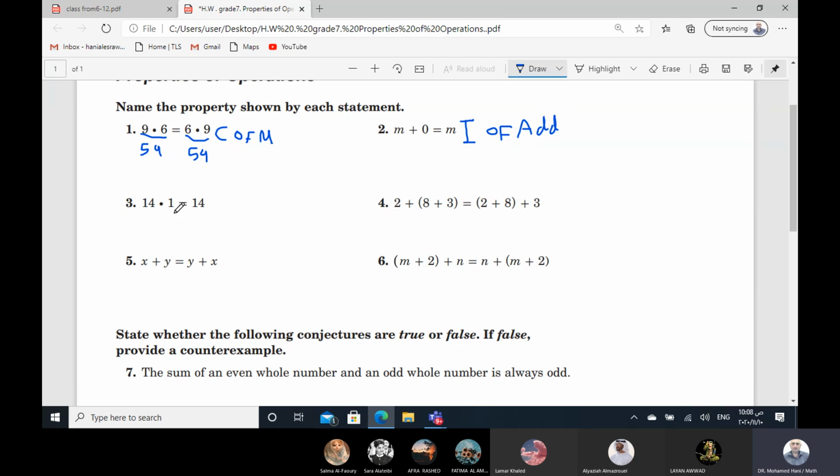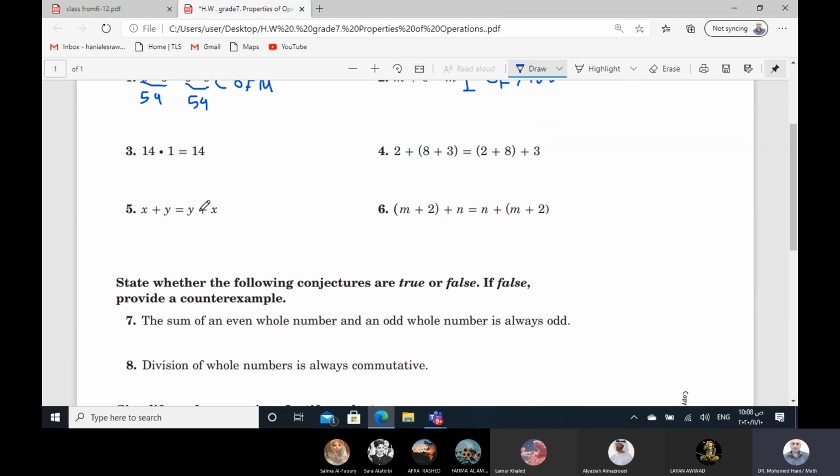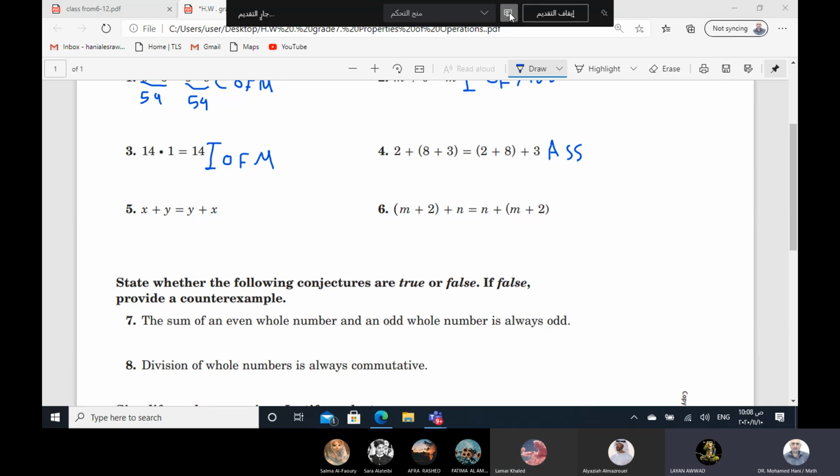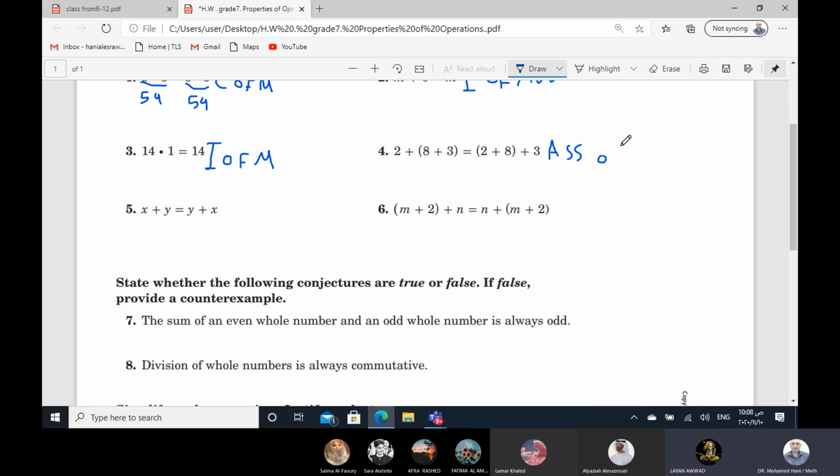Number 3, we have 14 times 1 equals 14. What is the name of this property? Identity of multiplication. Great. Number 4, we have 2 plus, between parentheses, 8 plus 3, equals, between parentheses, 2 plus 8, plus 3. What is the name of this property? Commutative. Associative. Associative of addition. Mister, we should put of addition or of multiplication. Yes.